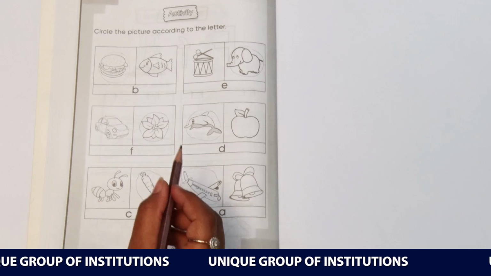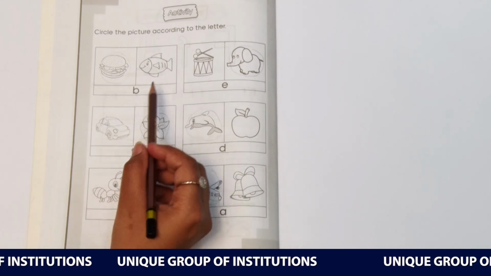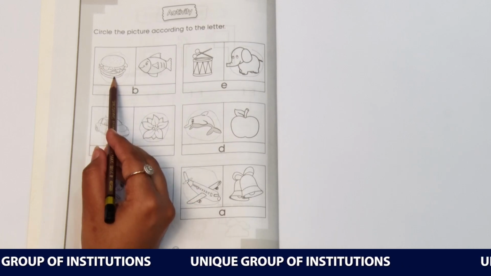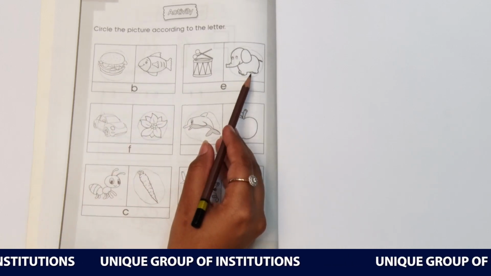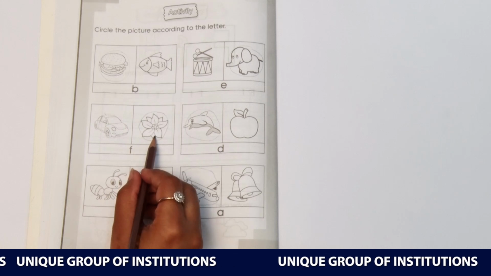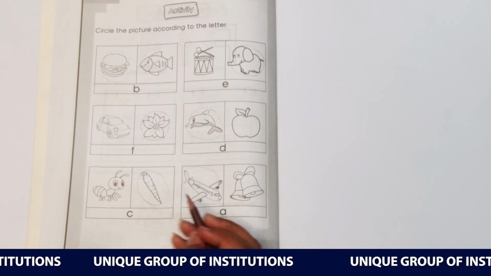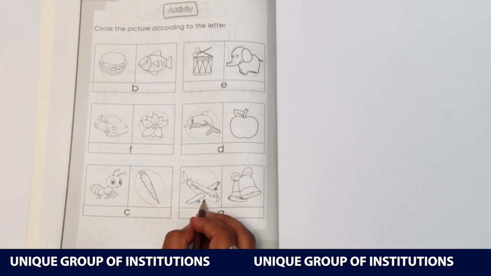Very good, my dears. Read the words with me again. B, burger. E, elephant. F, flower. D, dolphin. C, carrot. A, airplane.